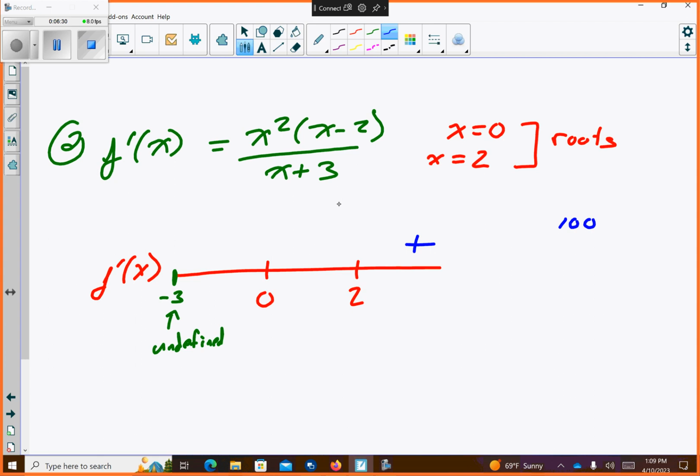So then we wanted to look at and think about something that's between 0 and 2. So if we plugged 1 in, this would be 1, and that's a -1 over 4. So that gives me a negative answer. So I think right here is going to be negative.